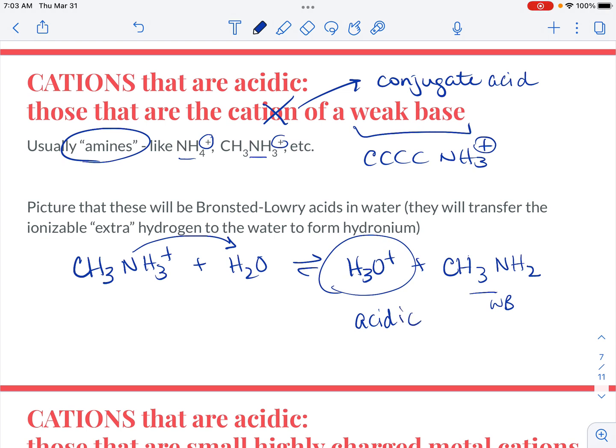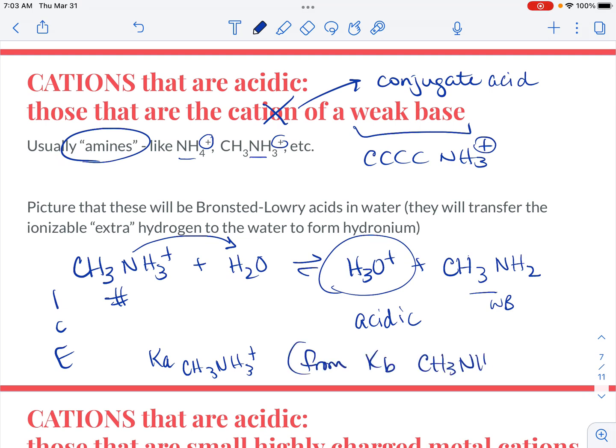And if I needed to figure out the pH of this, I would have to know the initial concentration here, and I would have to know Ka for CH3NH3 plus, which I might have to find from the Kb of CH3NH2 neutral, if that was what I was given, but I would be able to then solve for X and notice that X is hydronium and find the pH.